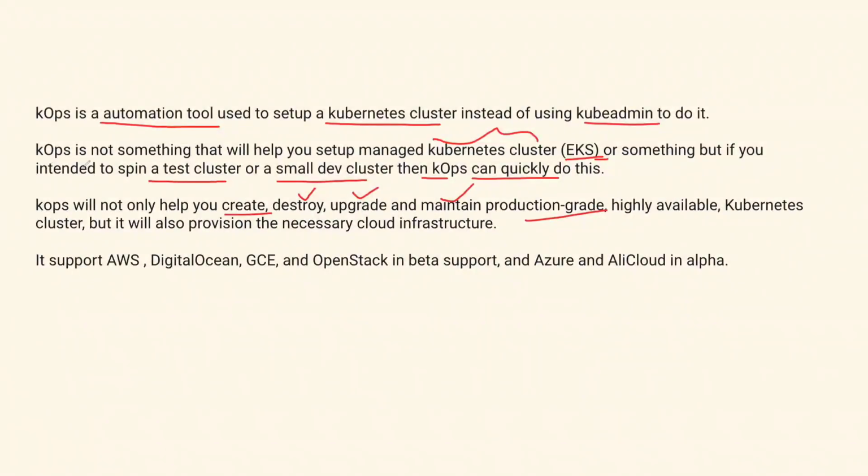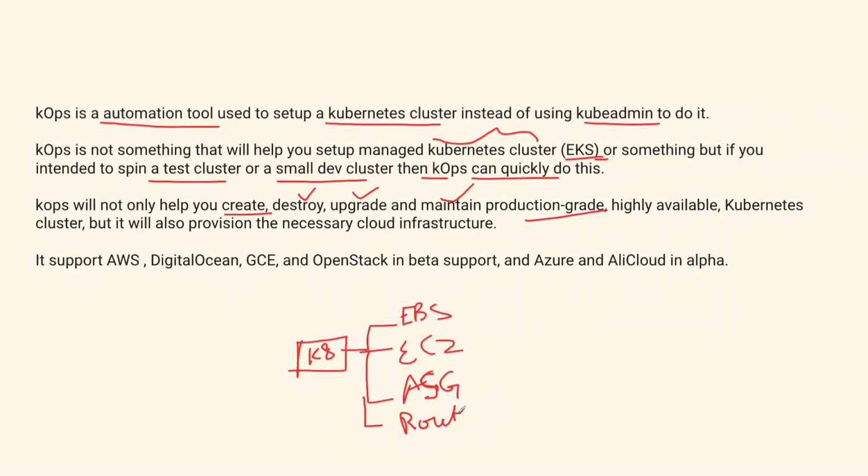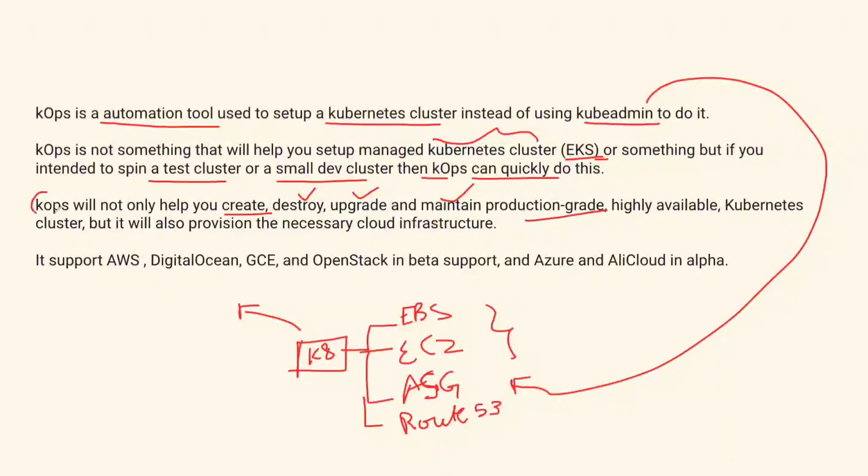So what is kOps really doing? You might be wondering, can't I just use kubeadm to do it? You can. But remember, when you set up a Kubernetes cluster in cloud, you would need integrations with EBS, right, for volumes. You need integrations with EC2 for spinning up machines, ASG for spinning up the auto-scaling group, and then Route 53, whatnot. So the issue that you will face if you just use kubeadm is integrating with all of these external services. And that is where kOps comes into the picture.